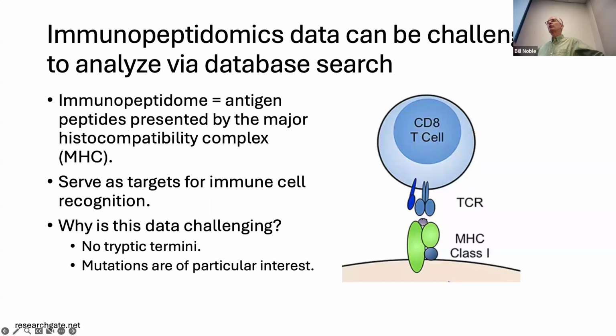One reason is that typically when you do a mass spectrometry experiment, the first step is the proteins are digested into peptides using trypsin, which preferentially cleaves at particular amino acids. And that has the nice side effect that it makes the analysis of the data much easier. When you don't have tryptic termini, there are many more possible peptides that are created, and so it gets more challenging. But also in this context, it's often the case that we care about individual mutations that occur. And so standard approaches to analyzing mass spec data that are based on using a reference proteome don't work very well for this kind of data.